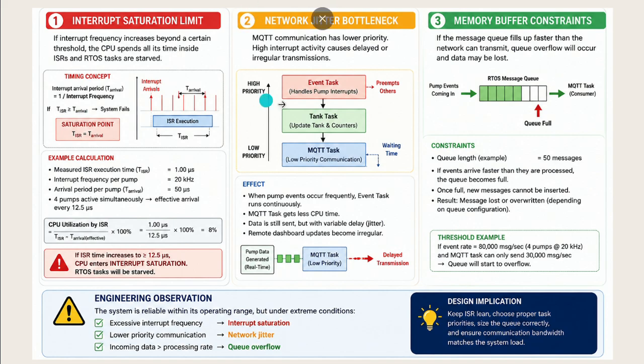The second limitation is the network jitter bottleneck. Since the MQTT task has the lower priority, frequent interrupts cause it to be preempted repeatedly, resulting in delayed packet transmission and slower updates to the MQTT broker.